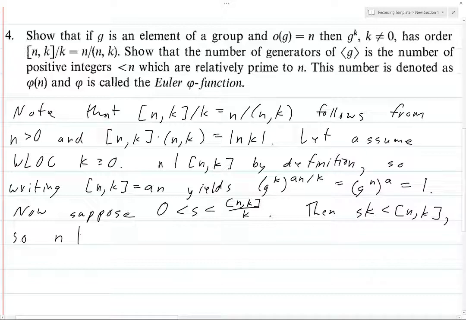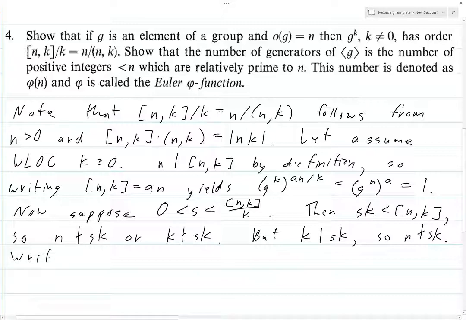So it's either that n is not going to divide sk, or k is not going to divide sk. One of these two is going to be the case, because otherwise it would be a lower common multiple than the LCM, which contradicts the definition of the LCM. But we know obviously k divides sk because sk is a multiple of k. So it must be that n does not divide sk.